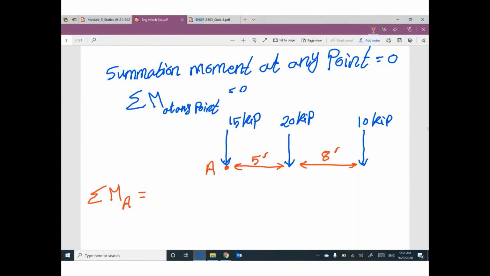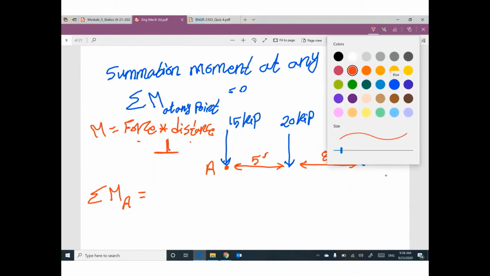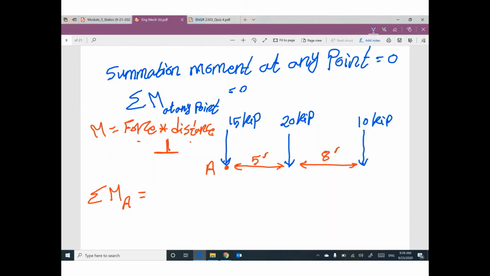do you remember moment equal what? Force times distance. And your force and your distance must be perpendicular. Let's start. This point is very important, critical. Please pay attention. You are sitting at point A. So we are here at this point A all the time, because you're taking a moment at A.